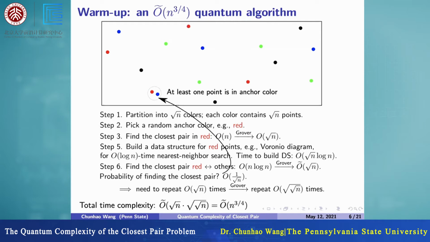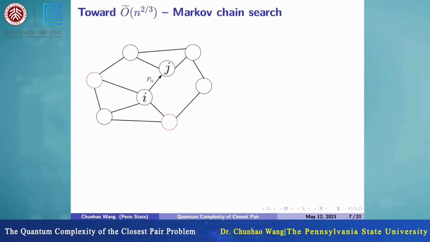Okay. Now we are working on this n to the 2/3 quantum algorithm. But before that, let me introduce some concept called Markov chain search. So suppose we have a Markov chain. The Markov chain is just some random walk on a graph.